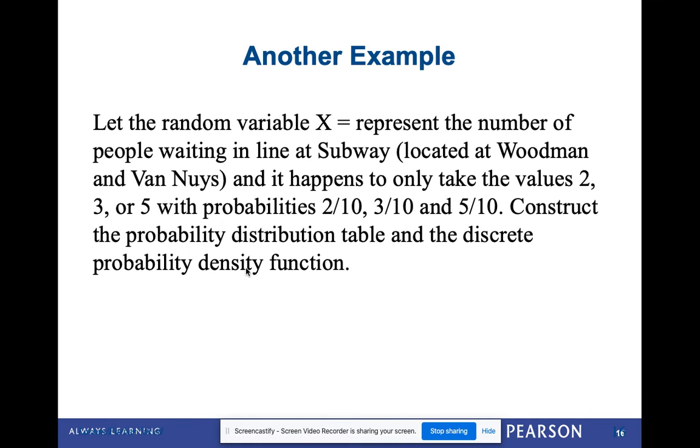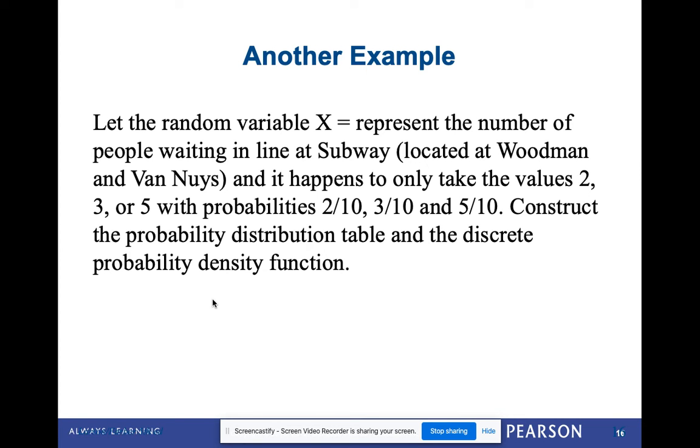Let the random variable x represent the number of people waiting in line at a subway. Suppose at a subway near our school, it only takes the values 2, 3, or 5 with probabilities 2 over 10, 3 over 10, and 5 over 10. We're going to construct the probability distribution table and the discrete probability density function.